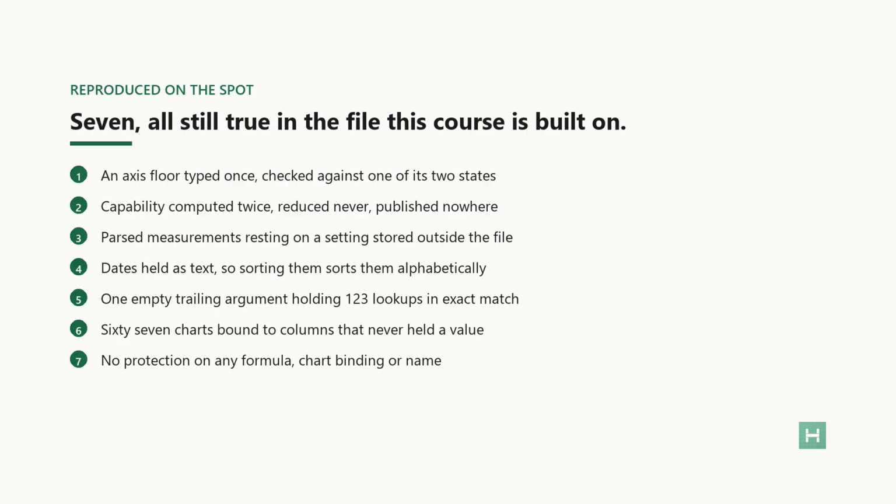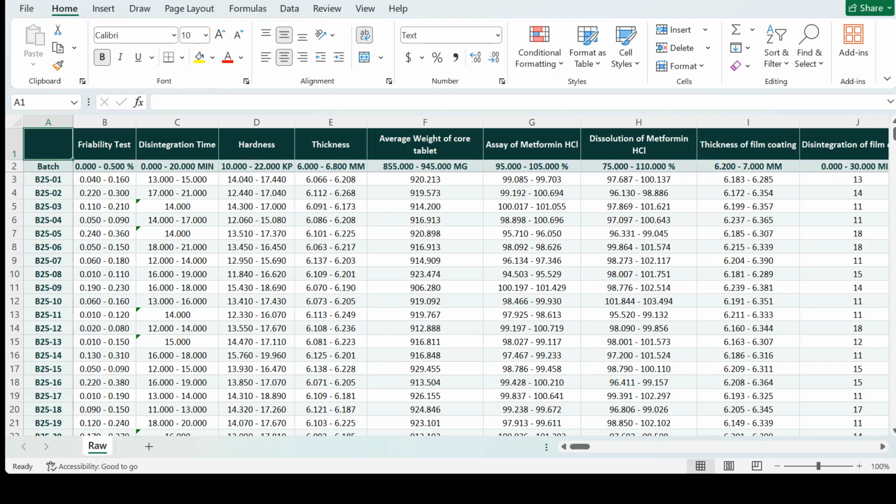I kept all of them, because the thing worth learning here is not how to build something clean. It is how to read something real and work out what it assumes. We rebuild it from raw data, one sheet, text off a certificate of analysis, and nothing else. By the end, you have the whole dashboard built the way the original was built, and you know why each piece is shaped the way it is.